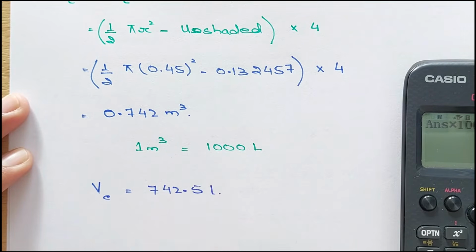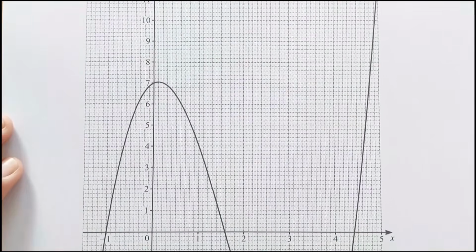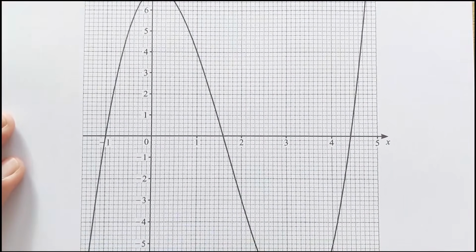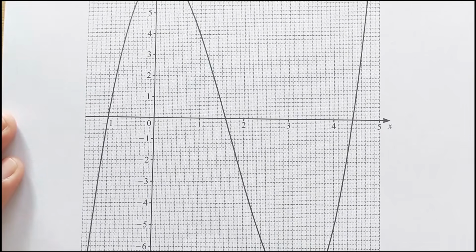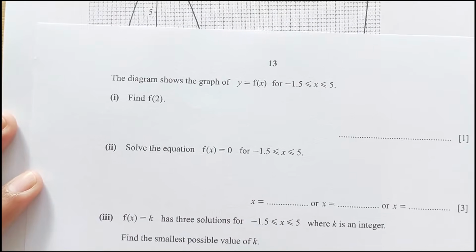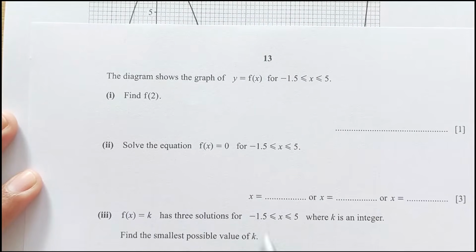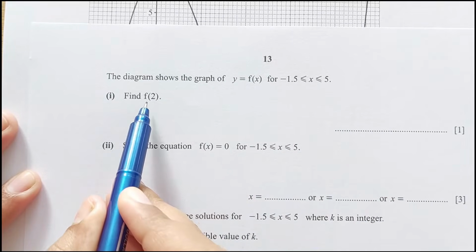742.5 liters. Question number 6, part A. We have given the graph of the cubic polynomial function. Now the first question is, the diagram shows the graph of y equals f of x where x is between minus 1.5 to 5. Part 1, find f of 2.